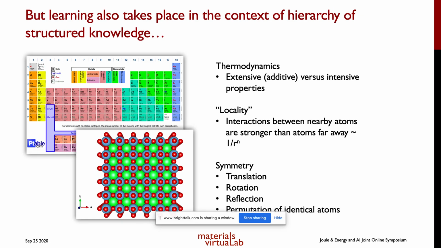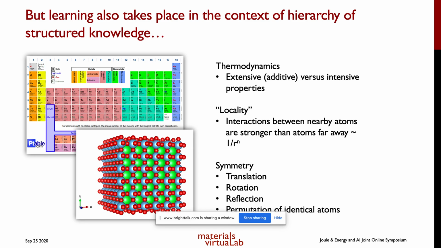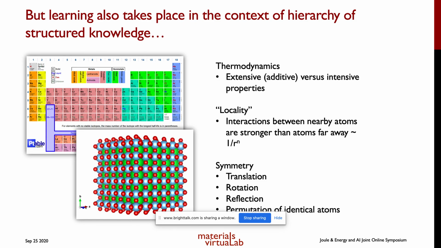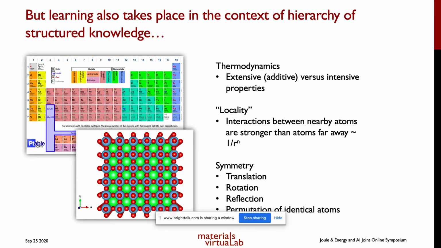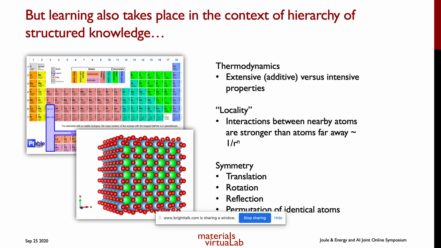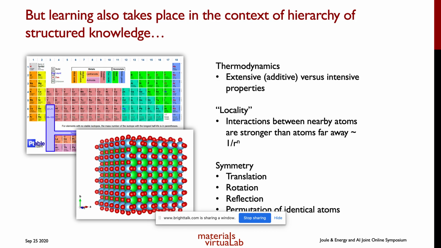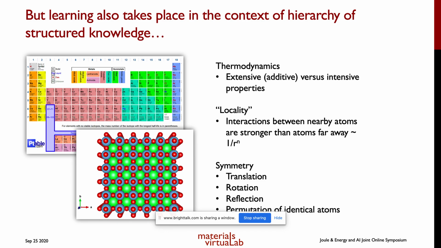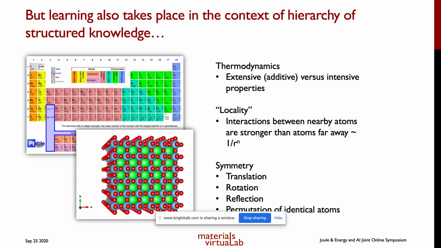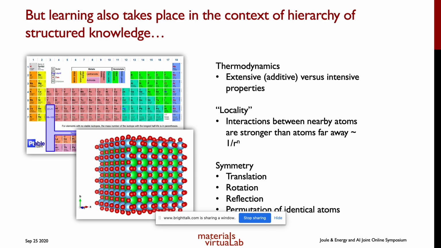However, that kind of learning also takes place in the context of a hierarchy of structured knowledge, right? So as scientists, there are many things that we have already learned from our experiments, okay? So there are simple things like the laws of thermodynamics. We know what are extensive properties, what are intensive properties. We have some sense that many properties are local, right? So when we talk about interactions between atoms in general, atoms that are much closer together tend to interact much more strongly than atoms that are much further away.